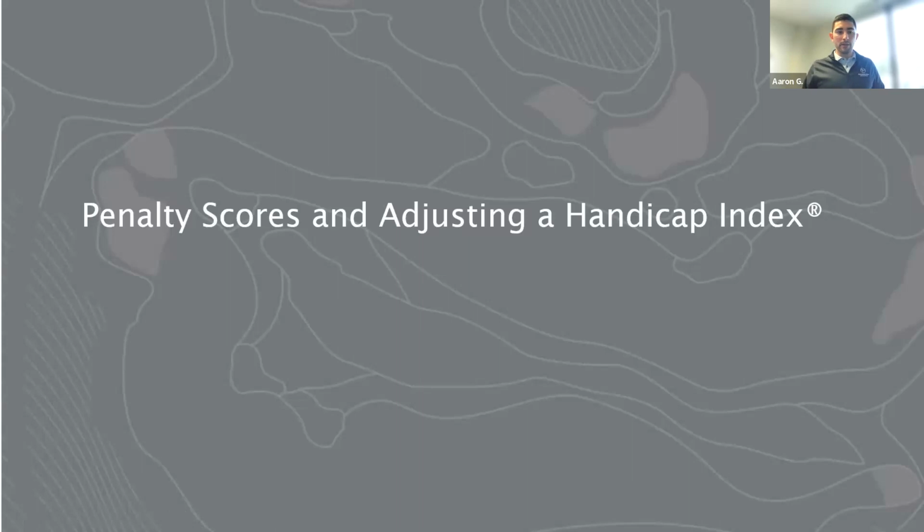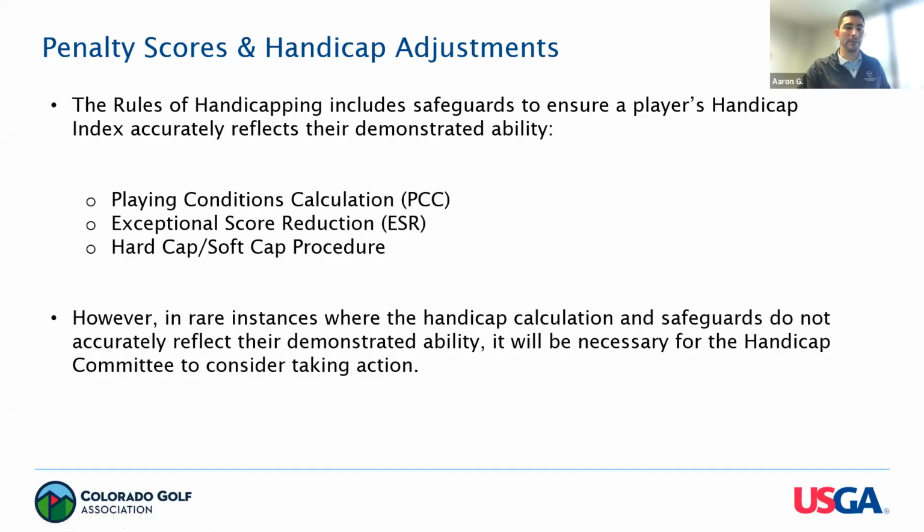So here we go. Penalty scores and adjusting a handicap index. Here's a fun one. As we talked about with the fundamentals, the Rules of Handicapping have introduced safeguards to ensure a player's handicap index accurately reflects their playing ability, or should I say their demonstrated ability. And what are those three safeguards? One is the PCC, playing conditions calculation. The second one we talked about was the exceptional score reduction, or ESR, commonly referred to. And the hard cap, soft cap procedure.